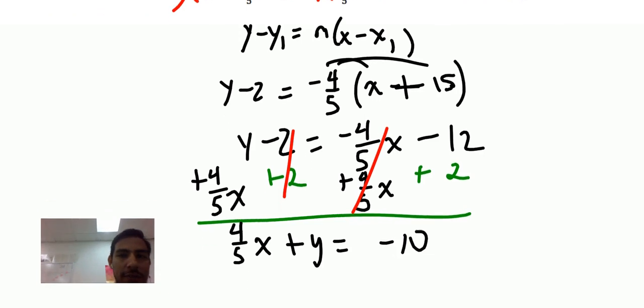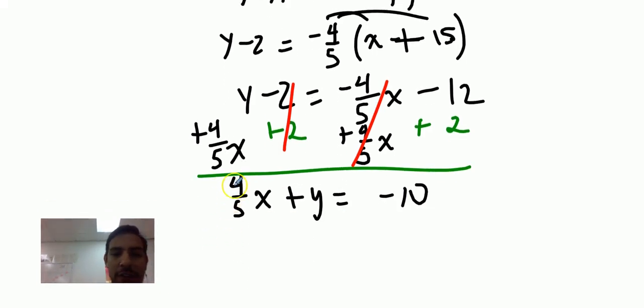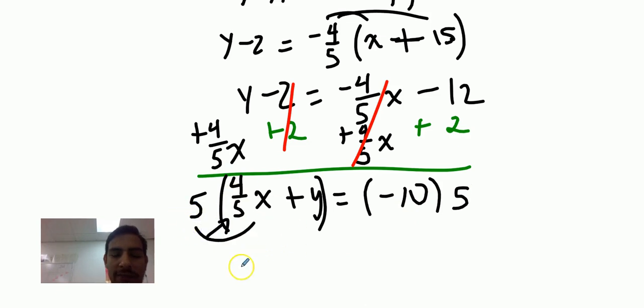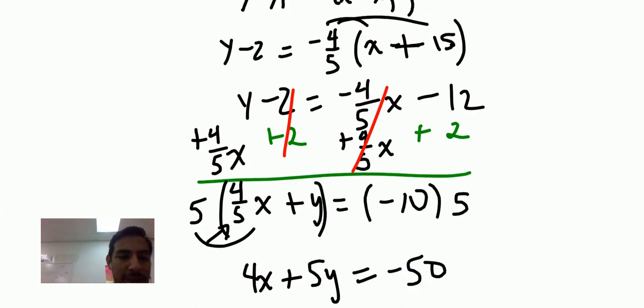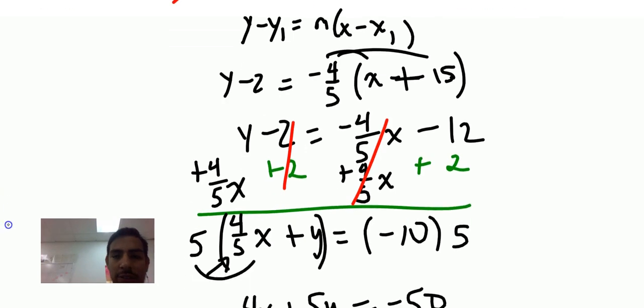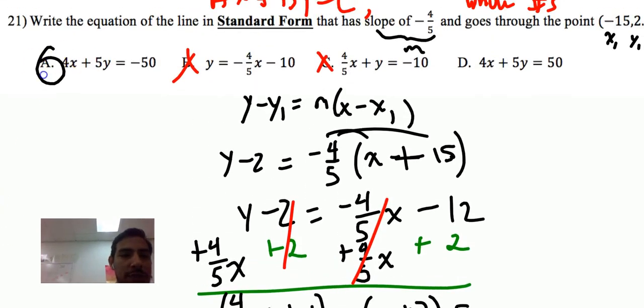Okay, so now, let's multiply everything times 5. No fractions allowed, and the 5 is causing the fraction, so let's multiply everything by 5. Todo. Todo is Spanish for everything. So let's go and do 5 times 4/5 x, that's going to be 4x, plus 5 times y is 5y equals negative 50. Guys, that's a tough problem. So I would recommend that you do that one again. It looks like the answer choice is going to be A.